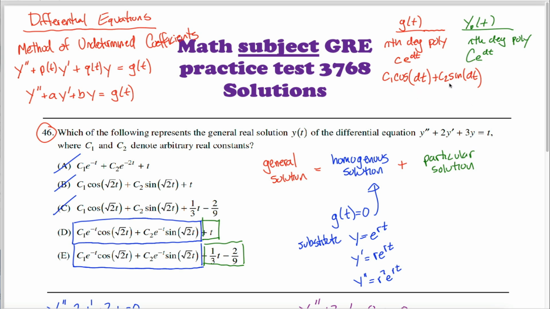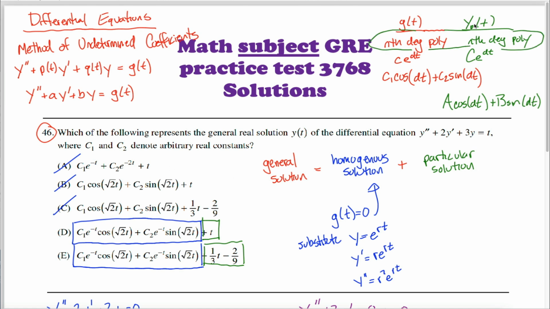And finally, if g of t is a linear combination of sines and cosines, your guess for the particular solution is just an arbitrary linear combination of those sines and cosines. So maybe a cosine of dt plus b sine of dt, d being the same number you see here, a and b being the constants that you're going to solve for. Anyways, in this case, we have an nth degree polynomial, specifically a first degree polynomial, this polynomial t.